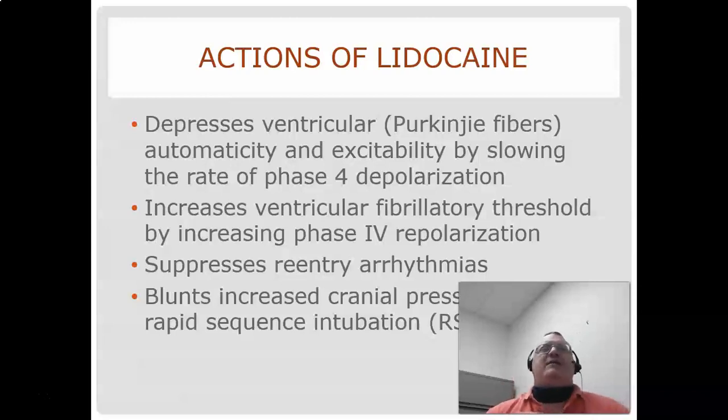It does suppress a lot of reentry arrhythmias, so if you've got an additional pathway between the atria and the ventricles instead of the bundle of His and the AV node, it will help suppress those. And again, it blunts the chances of having an intracranial pressure spike with RSI. But I've got to stress that point: it prevents the spike from happening. It does not actually reduce intracranial pressure.